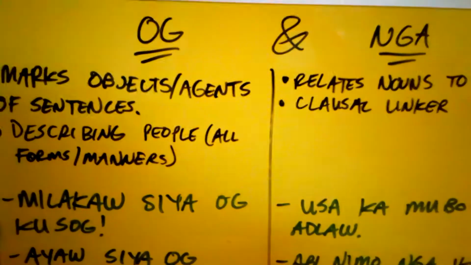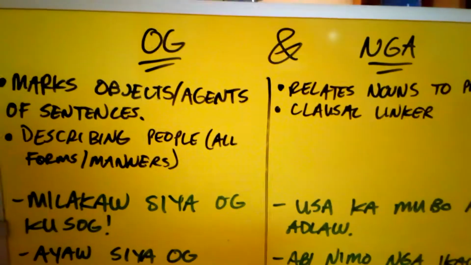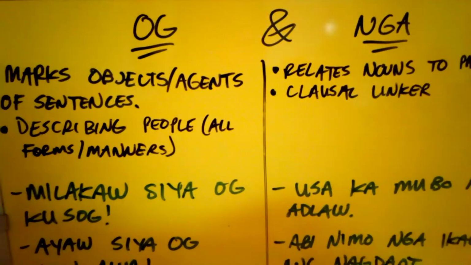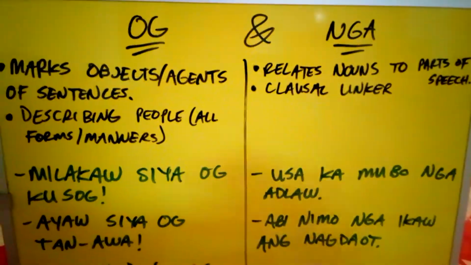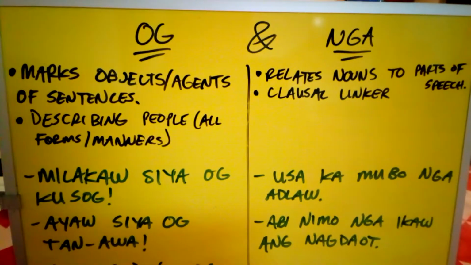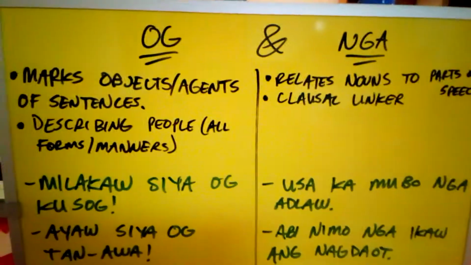Alright, let's talk about og and nga, or the og, I guess. Part 2, maybe? I don't know. But og and nga this time, right? So we already know what nga and og basically do. This just kind of enhances and reviews what they function as, okay?